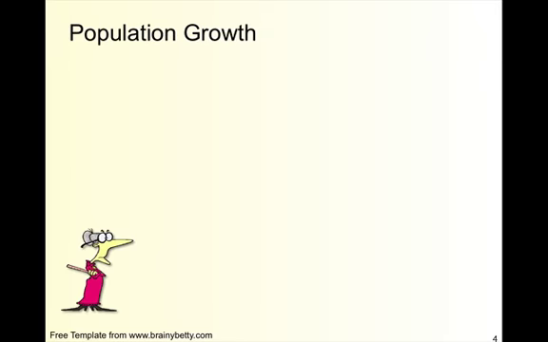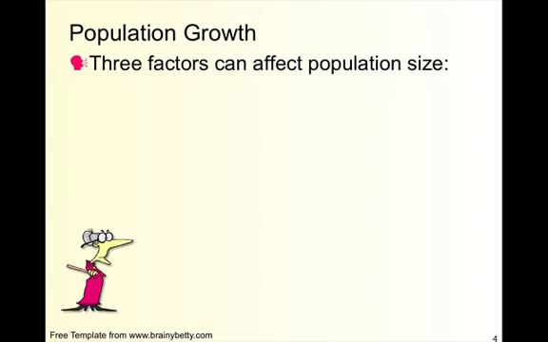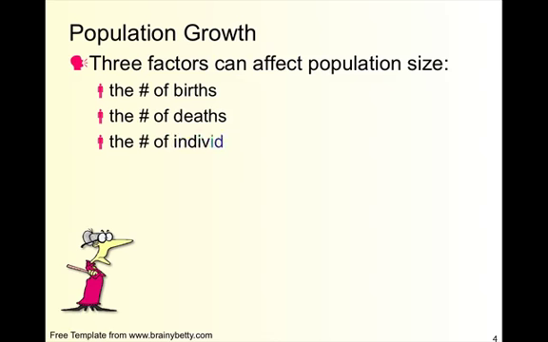So the question would be, how does population grow? So now we're going to talk specifically about the growth rate. There are three factors that can affect population size. That would be the number of births, the number of deaths, and finally, the number of individuals that enter or leave the population. And I know that you've heard of the terms that refer to individuals that enter or leave the population.